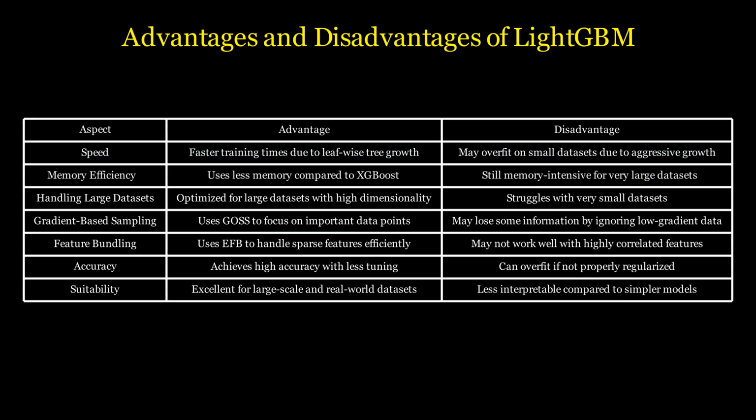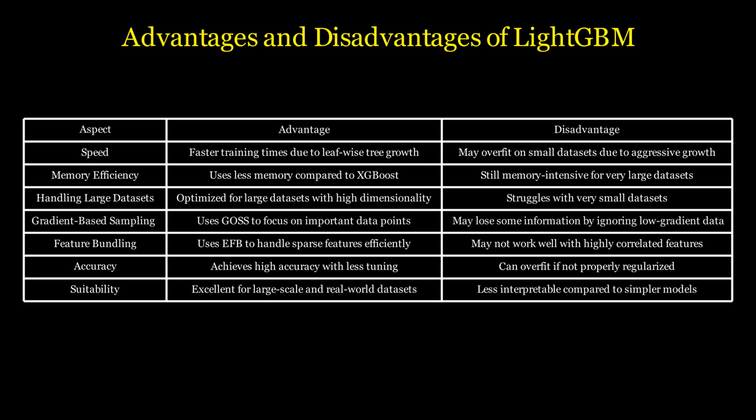LightGBM is more memory efficient compared to XGBoost, making it suitable for large datasets. However, it can still be memory intensive for extremely large datasets. LightGBM is optimized for large datasets with high dimensionality, making it a popular choice for real-world applications. However, it may struggle with very small datasets.